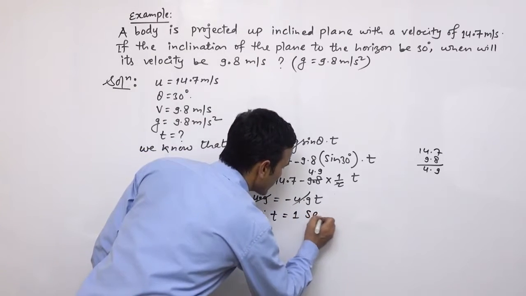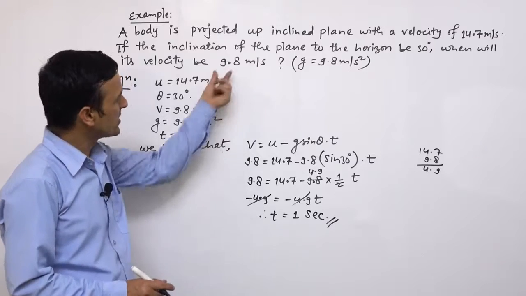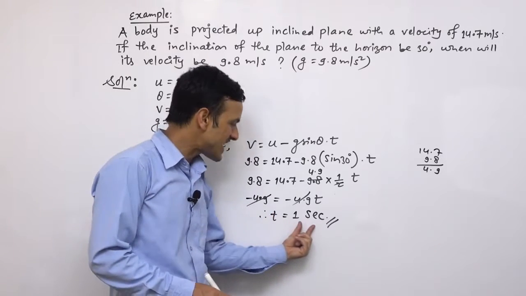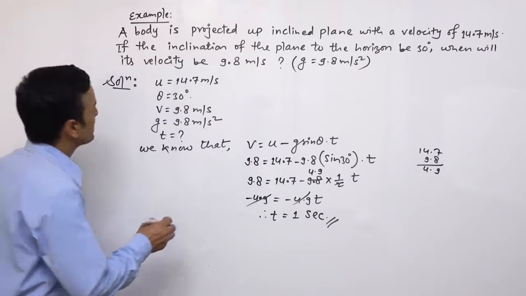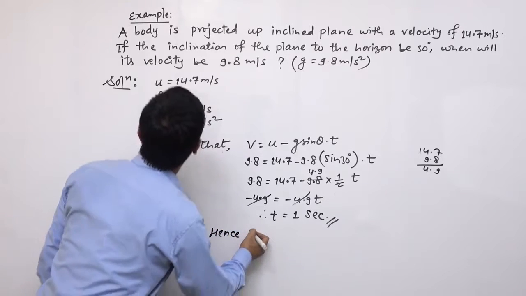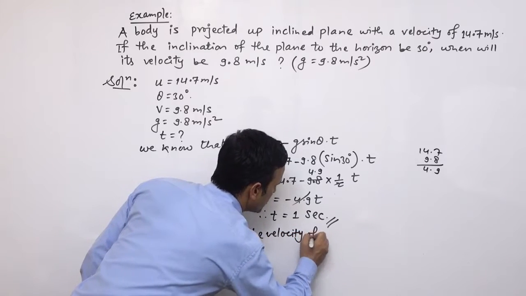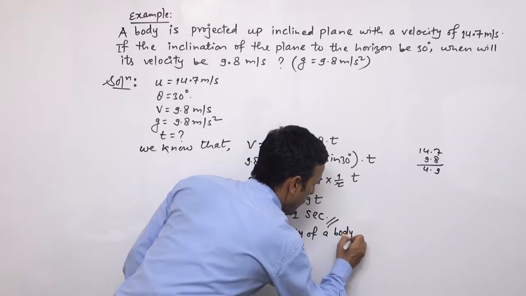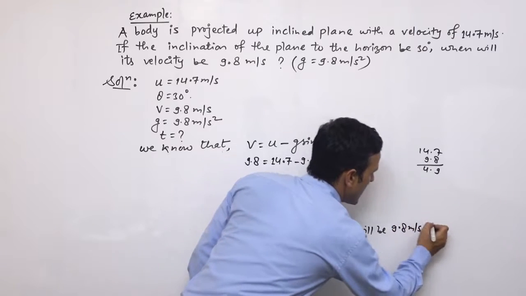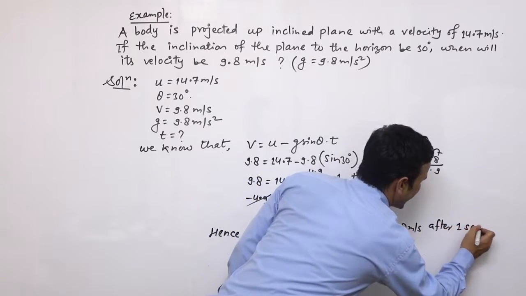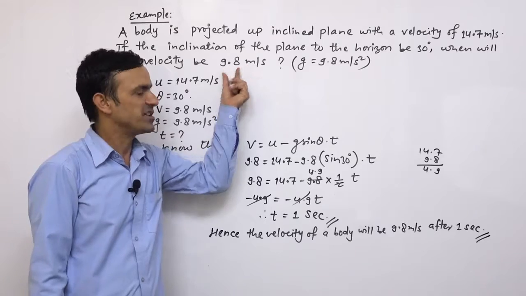So it takes time 1 second when its velocity will be 9.8 meter per second. So to become this velocity, the particle or body takes 1 second. So this is the required time. So write down: hence, the velocity of a body will be 9.8 meter per second after 1 second. So this is the required condition to become the velocity 9.8 meter per second.